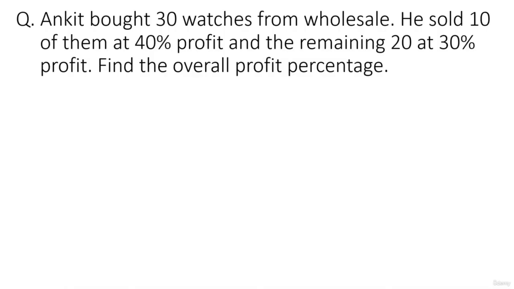Ankit bought 30 watches from wholesale. He sold 10 of them at 40% profit and the remaining 20 at 30% profit. Find the overall profit percentage. So what I would do to solve this question is I would consider two different lots, the first lot and the second lot. It's a lot of 30 watches. Assume that the cost price of each watch is 100 rupees. So the total cost price becomes 30 into 100, which is 3,000 rupees.